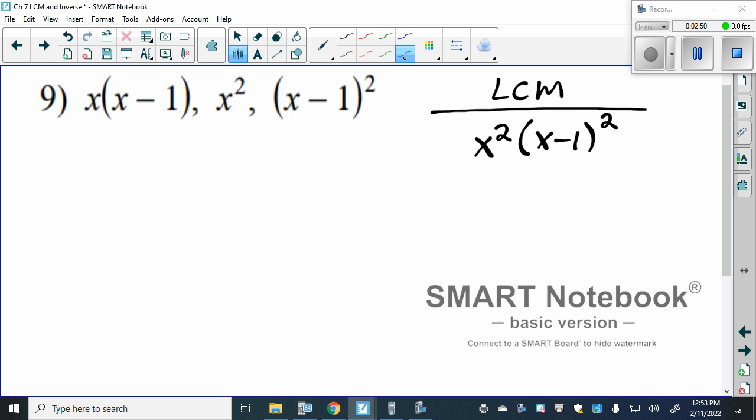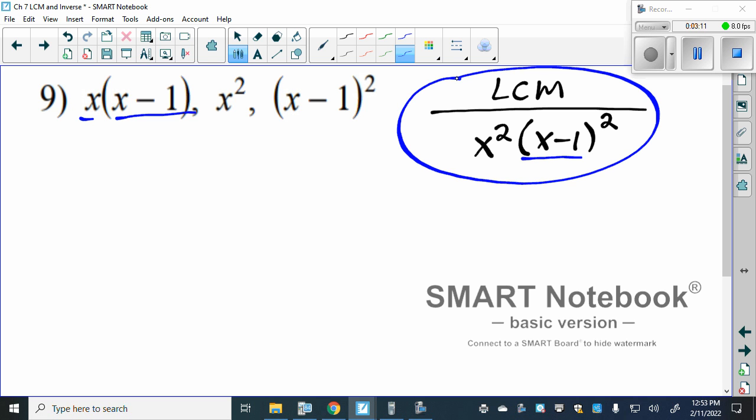So the first one has an x and an x minus 1. Do we have it contained in the least common multiple? Well, yeah, because 1x is contained in x squared, and the x minus 1 is contained in our x minus 1 squared. So we do have it. And that's actually all of it. This would be the least common multiple. It would end up being x squared times x minus 1 squared. And that's actually it. Any other questions on this here?